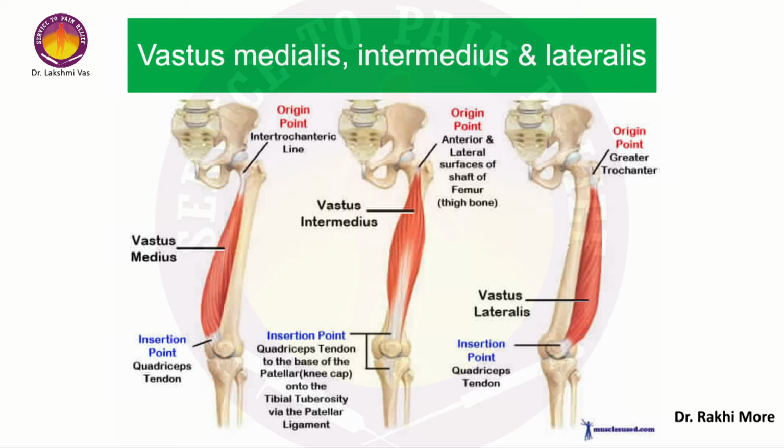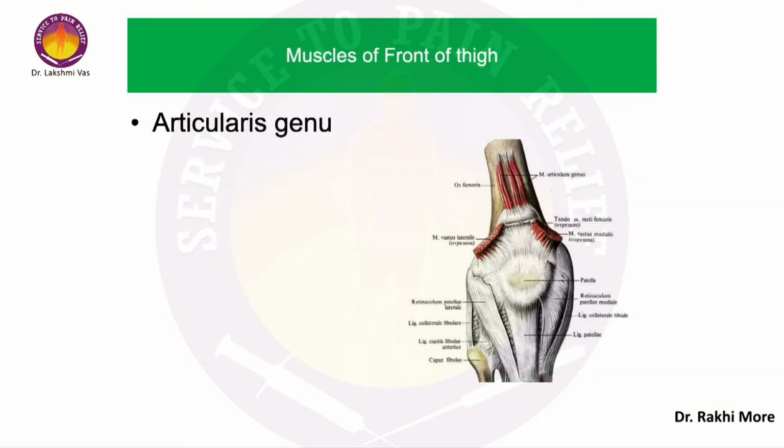Okay. This is a small group of muscle, the articularis genu. The function of the articularis genu is to hold the suprapatellar bursa in position.